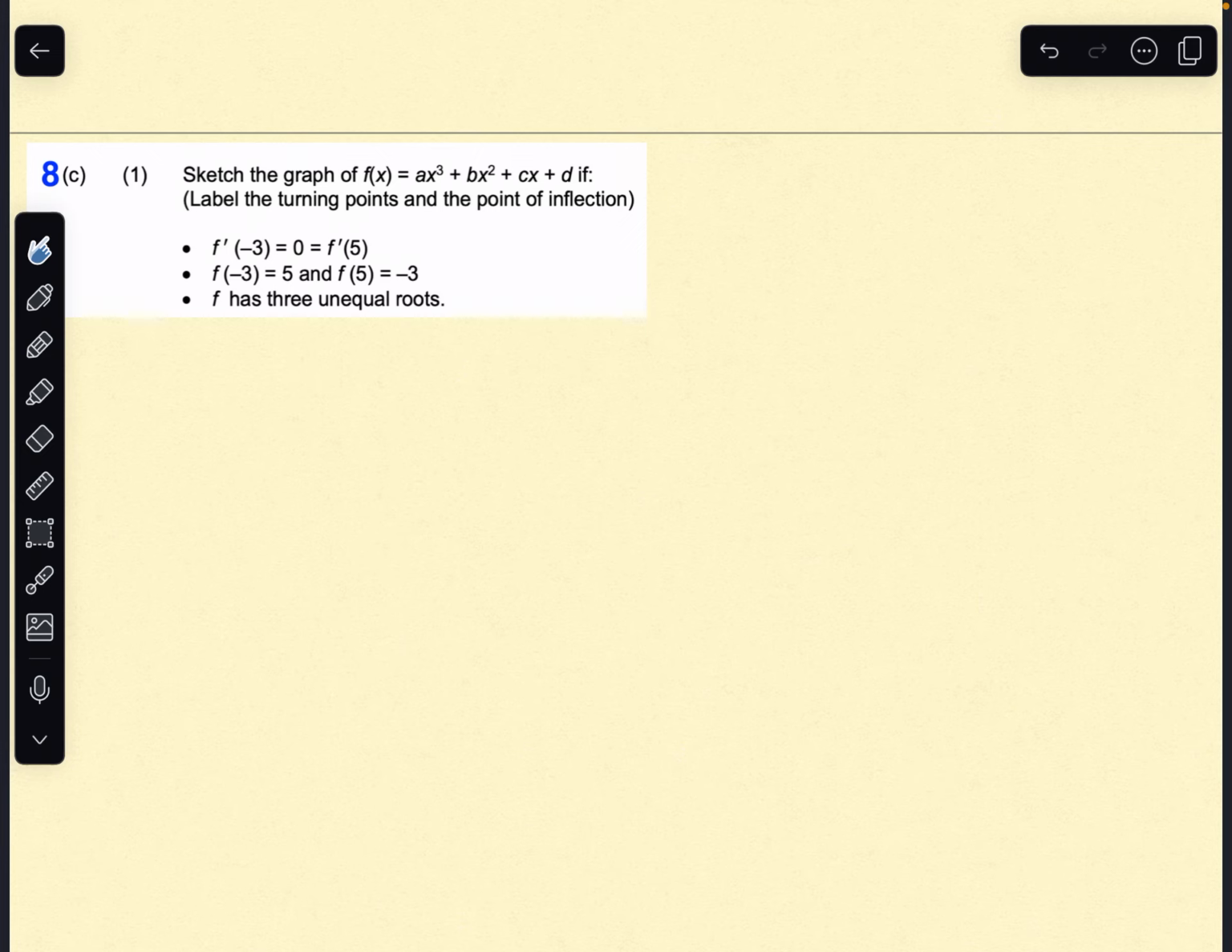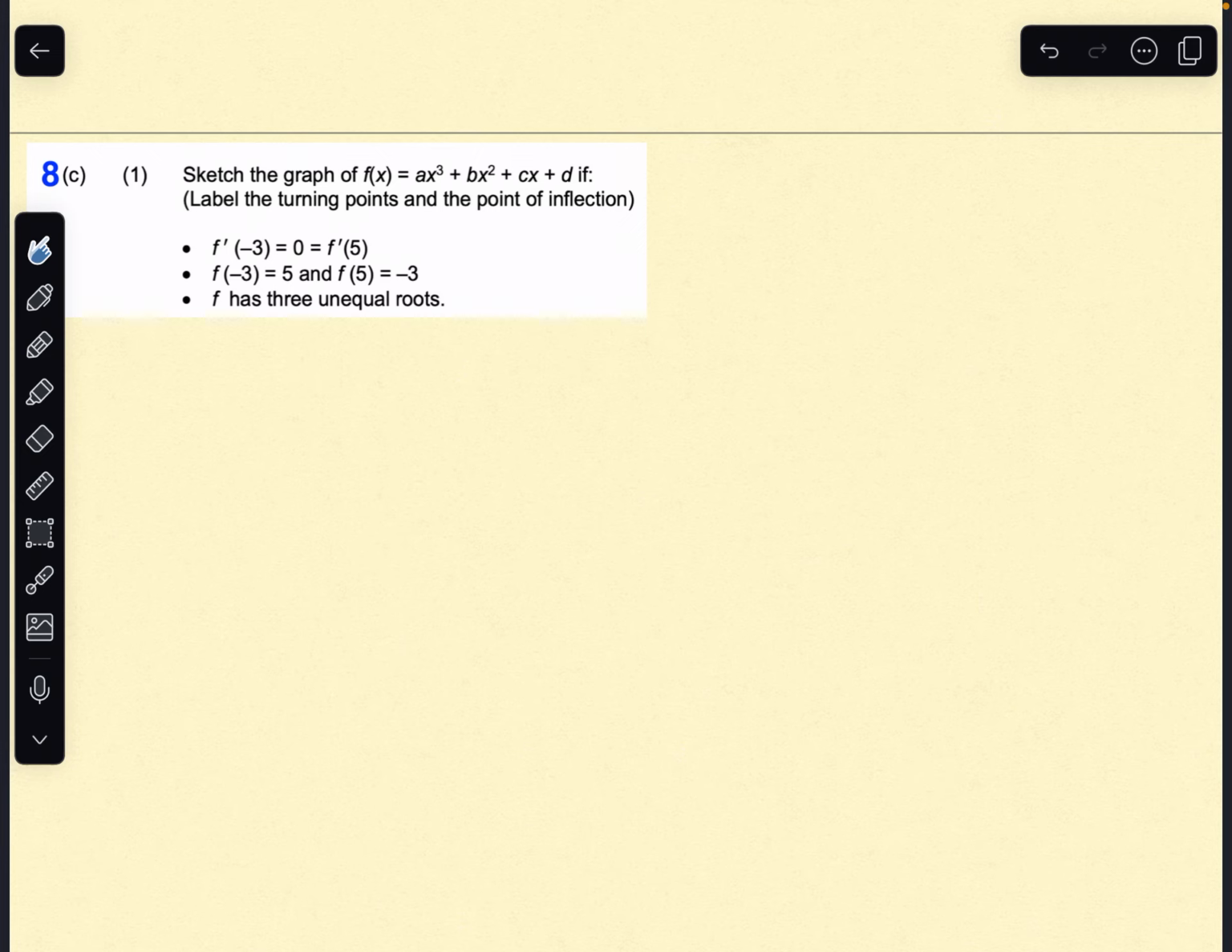So the information we're given is that f'(-3) = 0 and f'(5) is also equal to 0. So those are stationary points, which could be turning points. Sometimes they could be points of inflection.